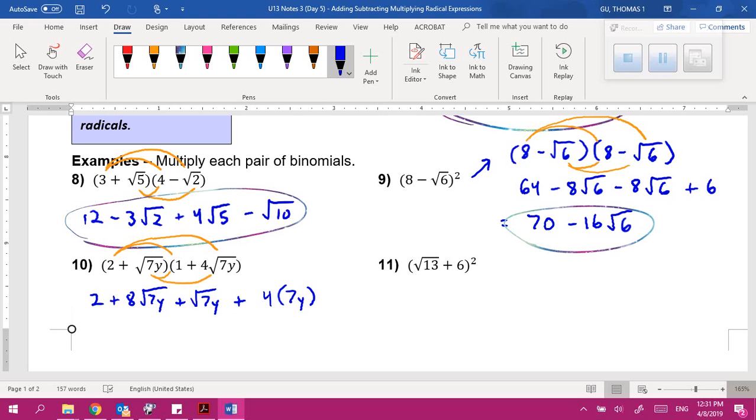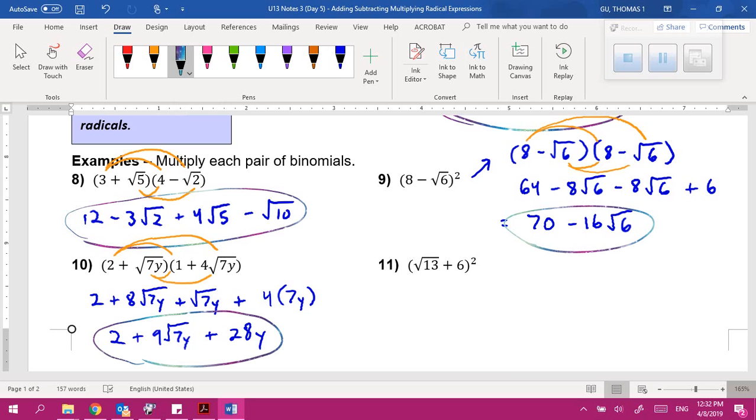All right, let's combine the like terms here. We have 2 plus 9 square roots of 7y plus, which is 28y, that's right. Where did the 9 come from? Because 8 plus this 1 right here.